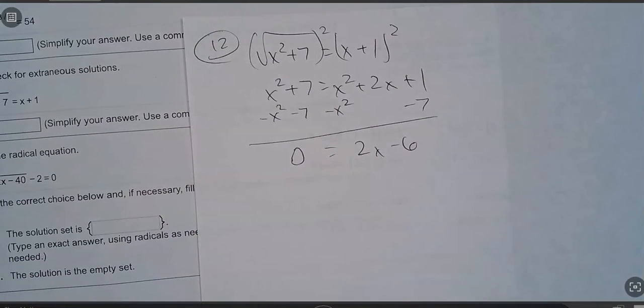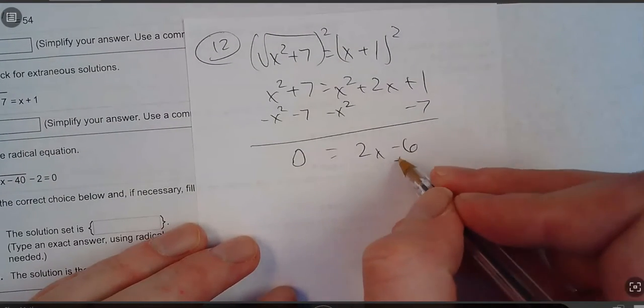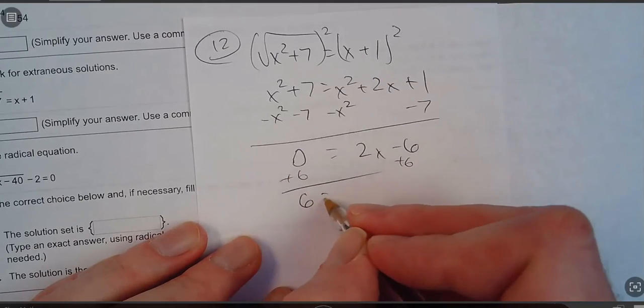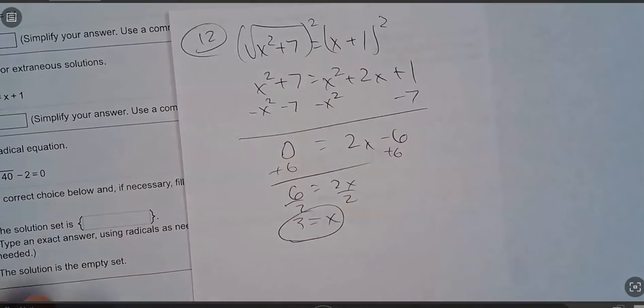And you think, uh-oh, what do I do, I can't factor that. Well, it's okay because I'm trying to solve for x, so just add 6. And then divide by 2, so x equals 3.